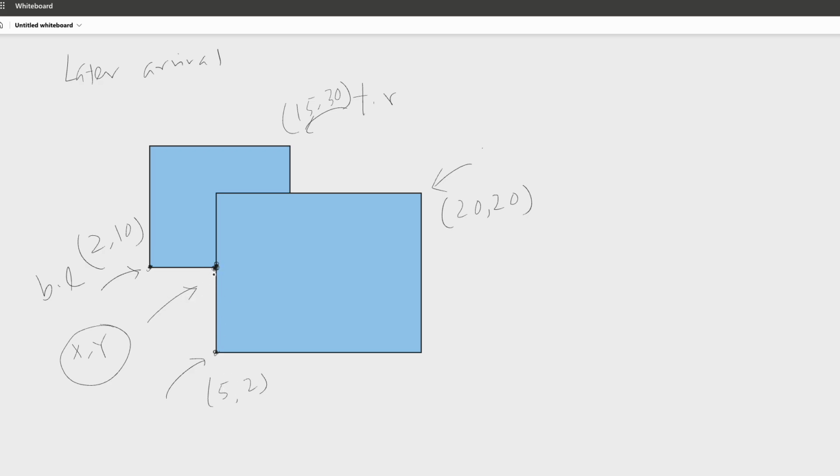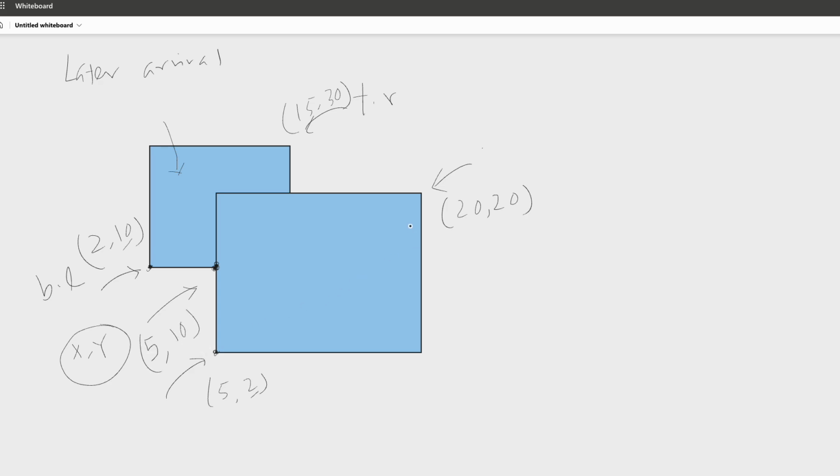So this intersection point has an x coordinate of 5, because this rectangle has arrived late. For the y coordinate, who has arrived late? This rectangle has arrived late, because you can see that this has 10 and this has 2. So the y coordinate of this bottom left intersection point is 10.